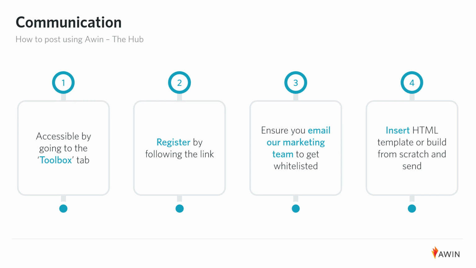With the Hub, you can register by following the link on the Hub page within the toolbox. You will then need to email our marketing team to get your email whitelisted. The relevant email address is listed in the Hub section of the interface. As with the News Manager, you can create your own HTML template for your sends.